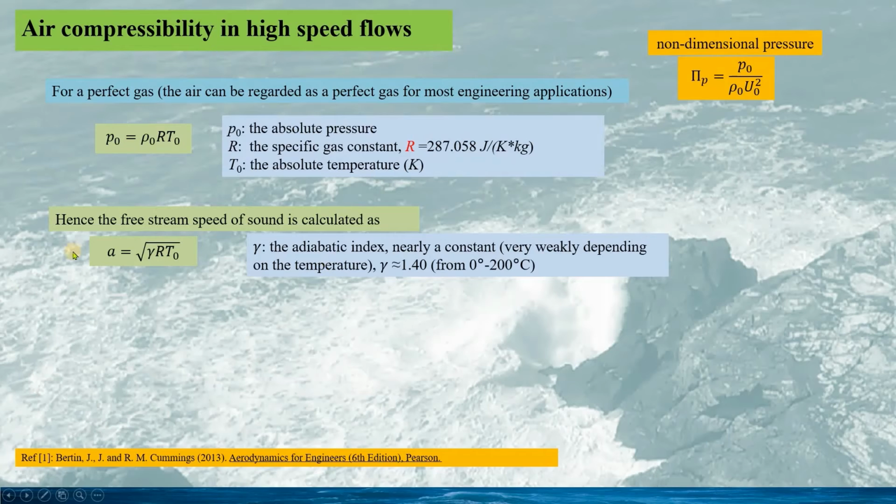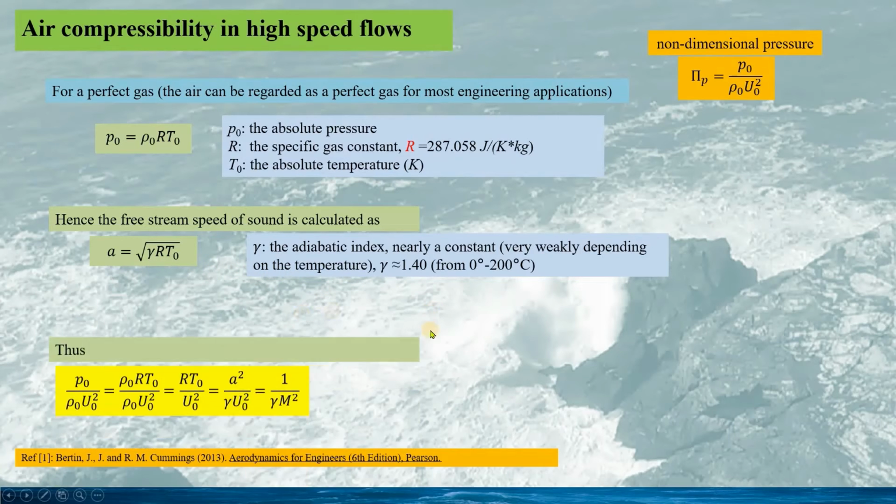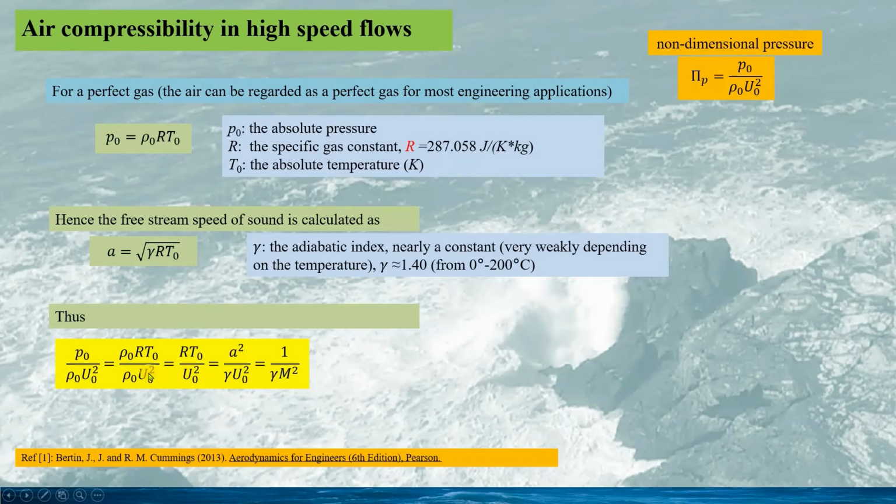We can also have the expression for the free stream speed of sound, given as this, A. Here, gamma and R can be roughly taken as constants. Therefore, the speed of sound would only depend on the absolute temperature T0. So the non-dimensional pressure is given as this, and finally in this form, where M is the ratio of the flow velocity over the speed of sound, the Mach number.